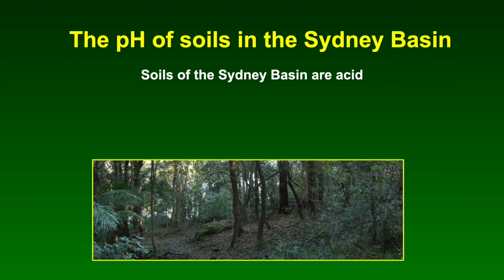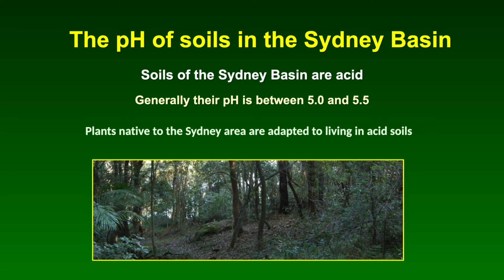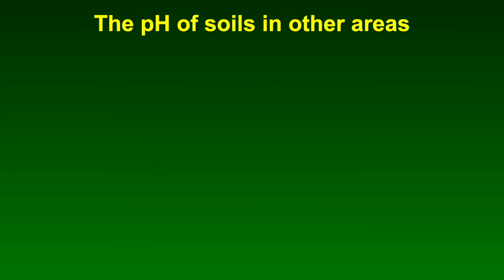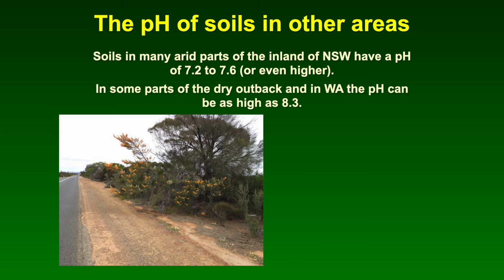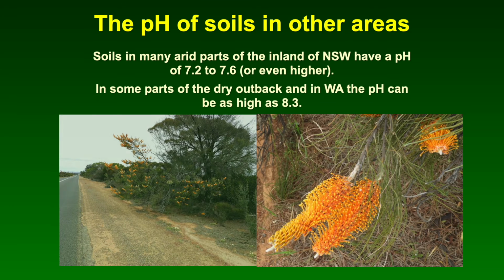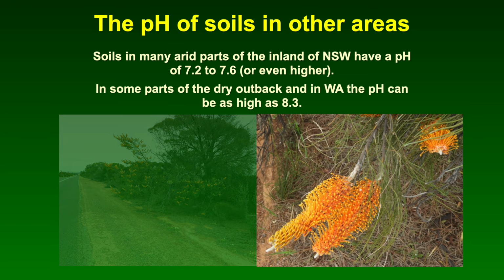Many vegetables and non-native garden plants originated from parts of the world with alkaline soils, so they tend to grow better in soils with a pH of above 7. This stunning yellow grevillea is growing in soil with a pH of about 7.5. And for 6 months of the year, it does not rain in this part of WA.